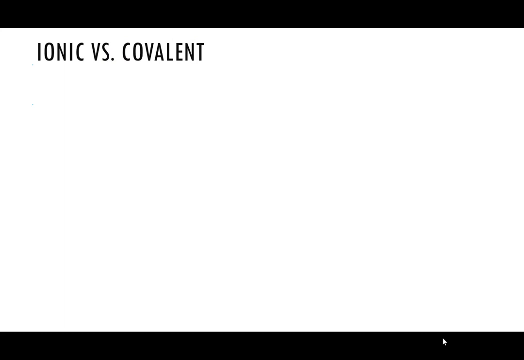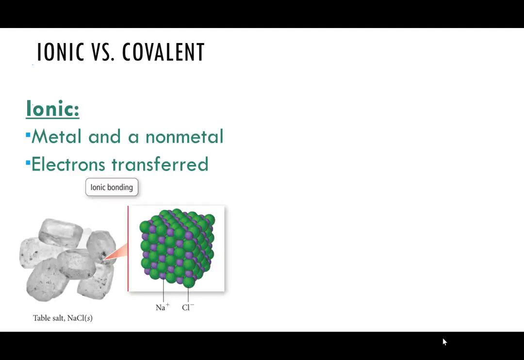So just to remind you, in this chapter, we're talking about compounds. We're talking about ionic compounds and covalent compounds. So far, we've just talked about ionics. That was a metal and a nonmetal. Electrons were transferred, causing ions coming together, which have to be neutral.